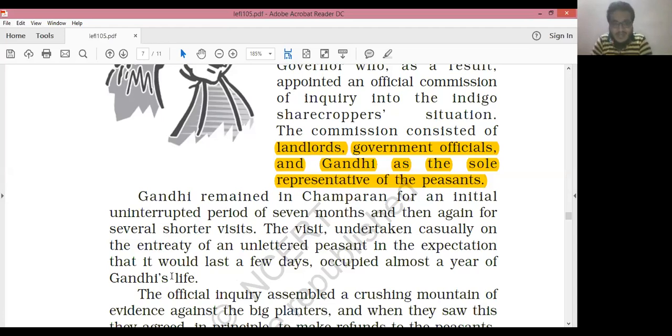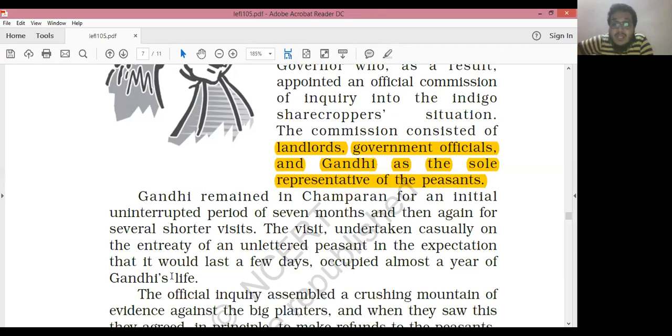What happened? Students, try to understand here. Gandhi remained in Champaran for an initial uninterrupted period of seven months. Then again, after a short gap, he went to his native place, and came back for several short visits. The visit was undertaken casually on the entreaty of unlettered peasants, in the expectation that it would last for a few days. He thought he would go back immediately, and that after he left, the connections would slowly decrease and these people would settle down with their problems.